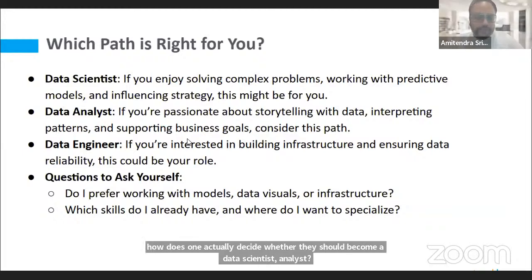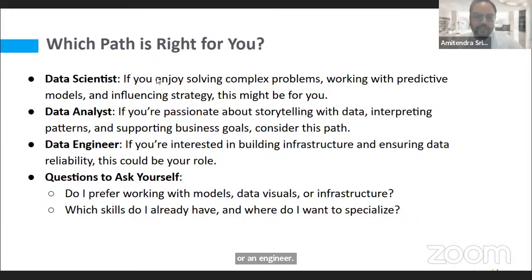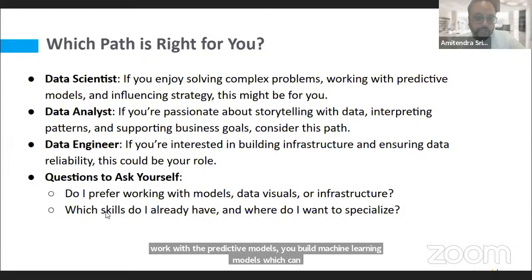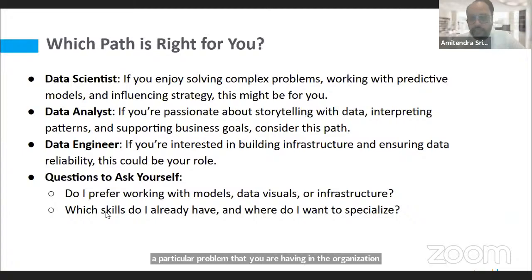That's a very tricky question, Aparna, but if you see, we are talking about the data scientist job role. If you love working with data, solving complex problems, experimentation, and you are somebody who doesn't shy away from trying new concepts to solve a particular problem, then this is the job role for you. You work with complex data and complex scenarios. You work with predictive models. You build machine learning models which can optimize a particular problem that you are having in the organization. So if that's something that interests you, then that's the job role for you.